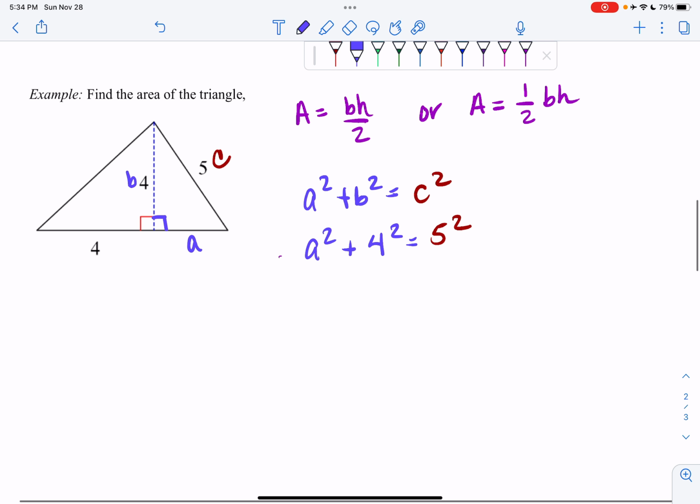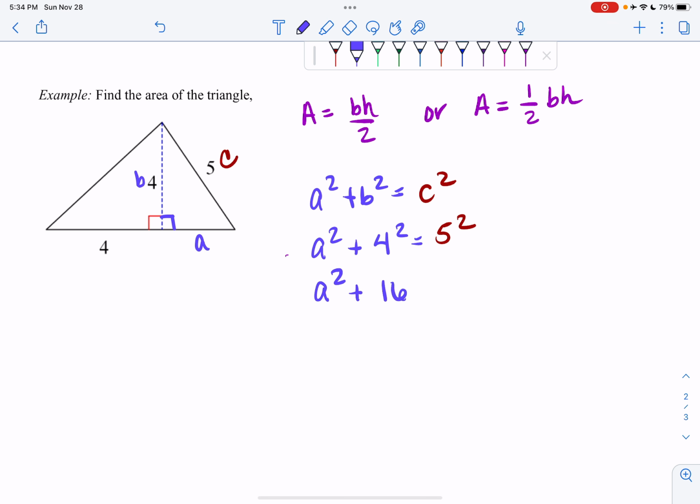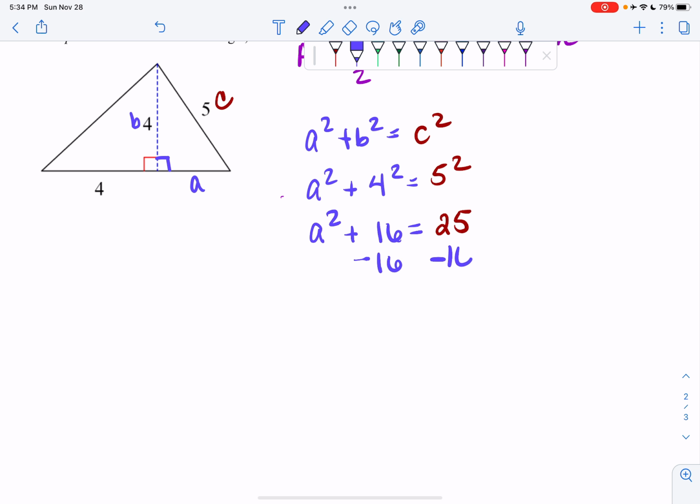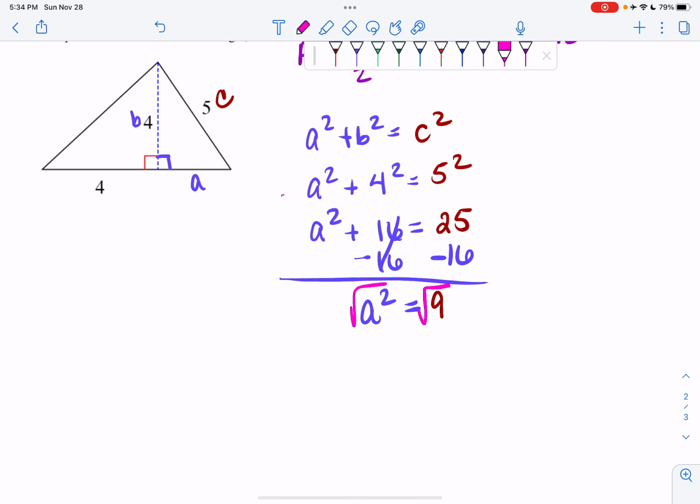I'm going to simplify. So I get A squared plus 16 equals 25. And now I need to solve for A. So I'm going to subtract 16 from both sides of my equation. I get A squared is equal to 9. And now I take the square root of both sides. When I take the square root of 9, I get 3. So I can say A is equal to 3. So now I go to my image, and I put my 3 in, and now I know what the length of my base is. The length of my base is 7, because 4 plus 3 is 7.